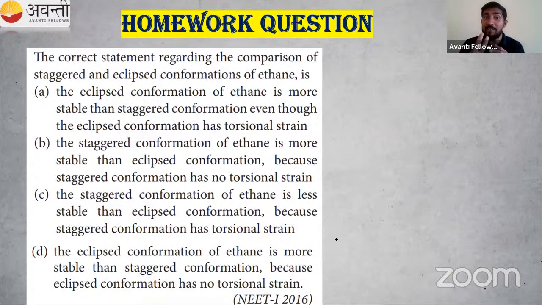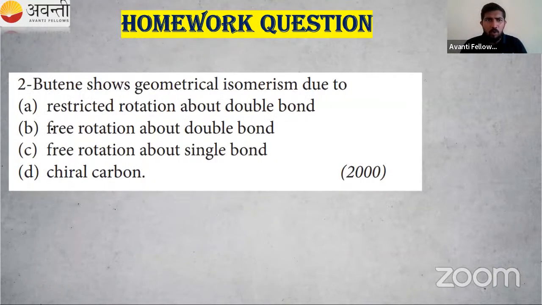Last day, I gave you two homework questions. What is the correct answer? Which conformation is more stable? The staggered conformation of ethane is more stable than eclipsed. That is the correct answer. Then one more homework question: 2-butene, geometrical isomerism in alkenes we have studied. What is the reason? Restricted rotation. That is the correct answer. So those are the answers to your homework questions.